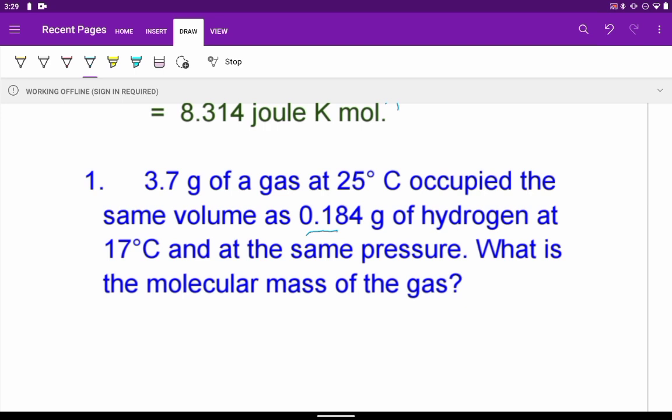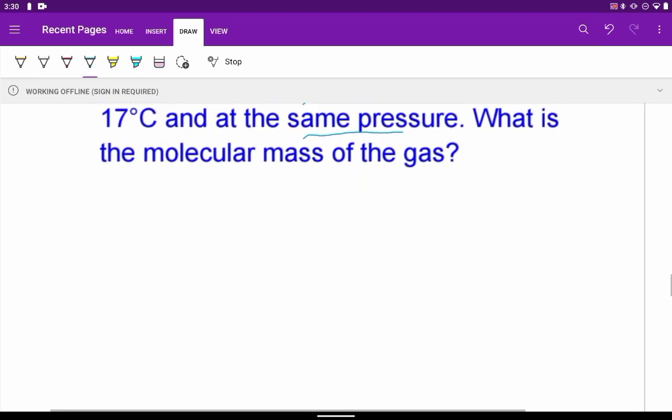So here what is same? Pressure is same, volume is also same. They have given same volume, they are occupying same volume at the same pressure. Only temperature is different for both. Mass given is also different. What is the molecular mass of the gas? This we have to find out. Now let us see how to approach this numerical.